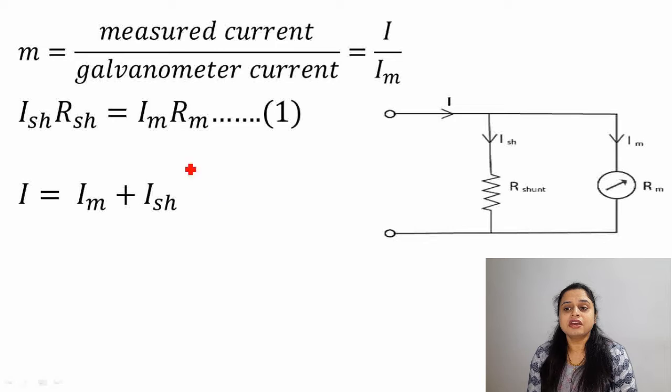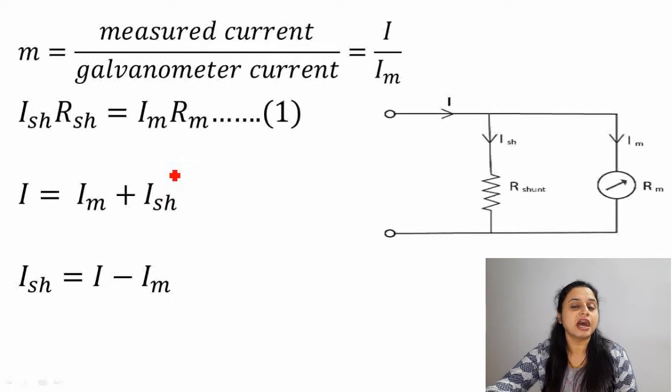Why are we writing this? Because in this formula you can see Rm is known, Im is known, RSH is known, but ISH is unknown. We have to find the value of ISH, or replace ISH by other terms. For that we are doing this process. The complete total current I is the addition of the meter current plus the shunt current, that is ISH. From this, find the value of ISH.